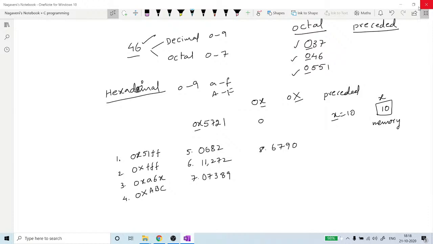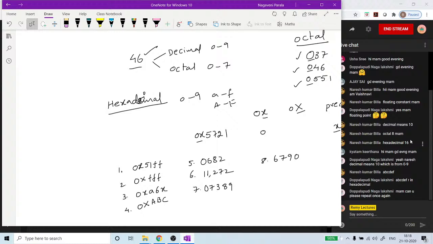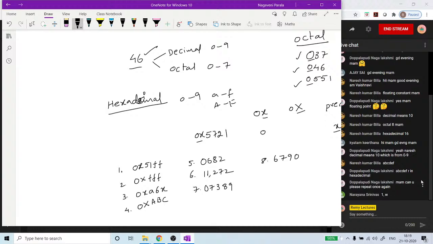I'll minimize and I'll tell you. Yes, Nagalakshmi, decimal means 10, so it is from 0 to 9 only. ABCDEF are in hexadecimal. So I'll repeat once again as Nagalakshmi asked. See here, decimal values are from 0 to 9.